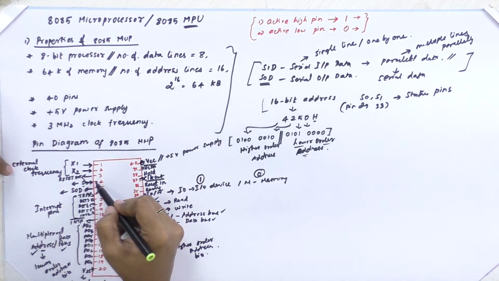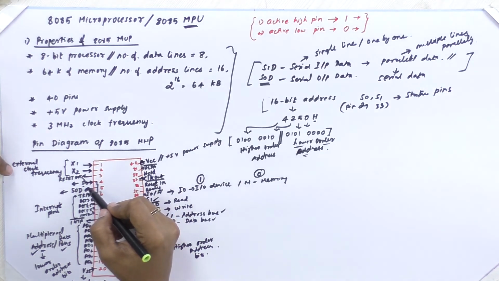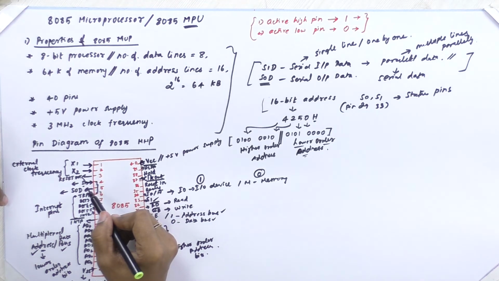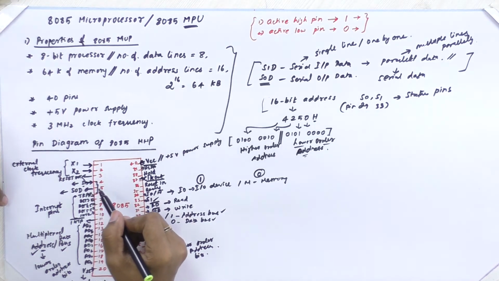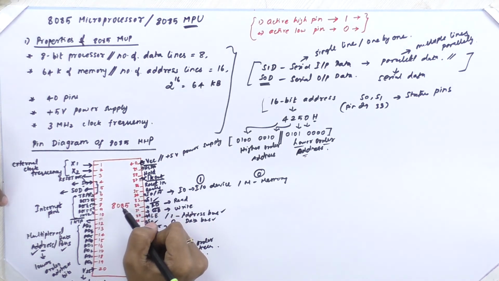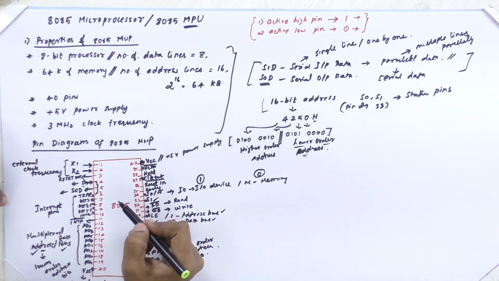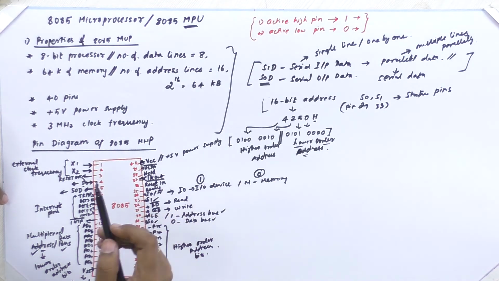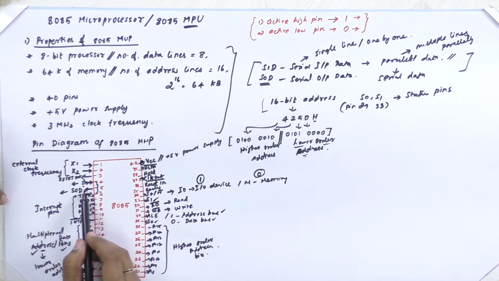And the fourth pin is SID, that is serial input data pin. It is used to receive the serial data from the externally connected peripheral devices, which will be converted into parallel data by the processor, and the converted parallel data will again be sent as serial data to the corresponding IO device through this pin SOD, that is serial output data.